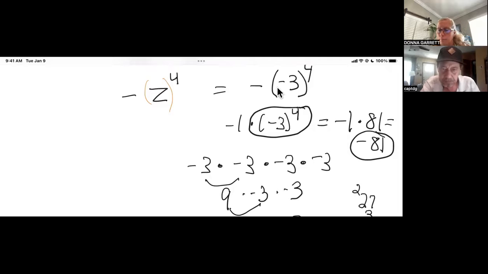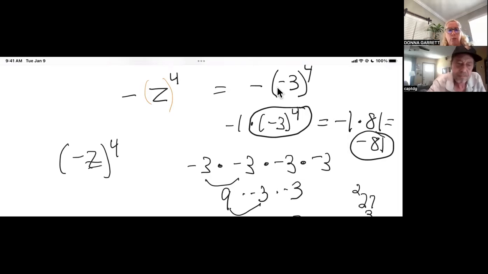You put positive 81. Yeah, that's where I mess up more than anything, those negative signs. The difference is, if it was negative Z to the fourth, you would have been perfect. That's positive. Okay, I understand that now. And the only other one I see, hold on. Okay, let's do this one.